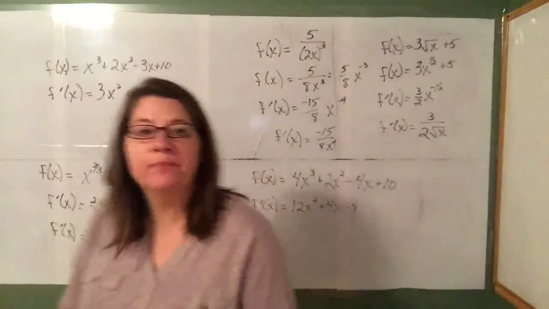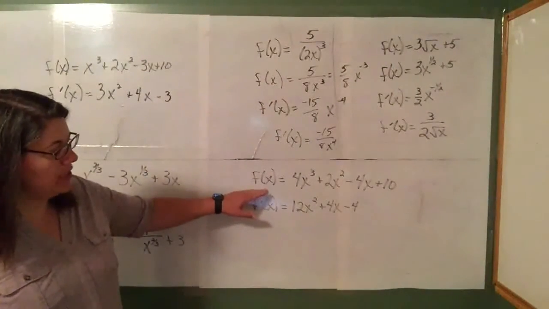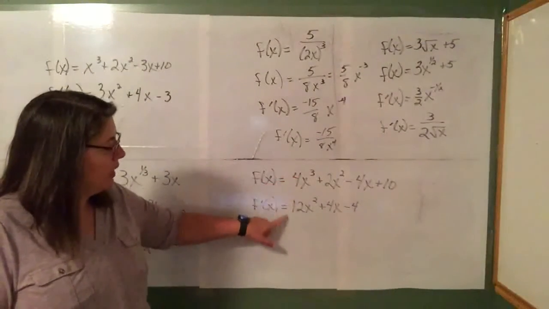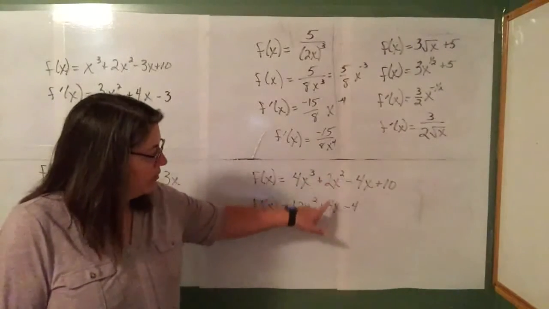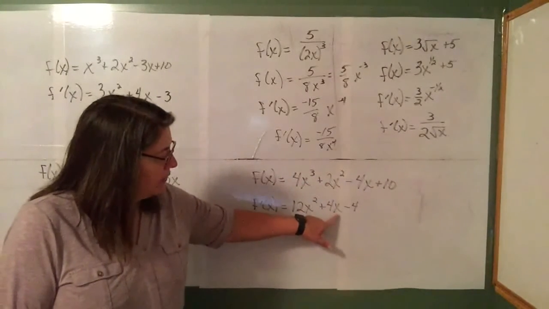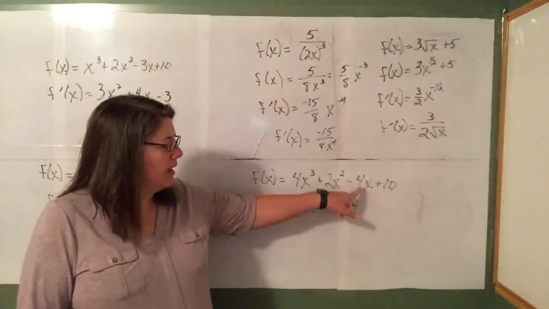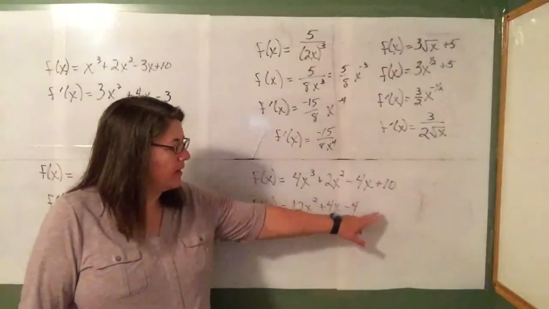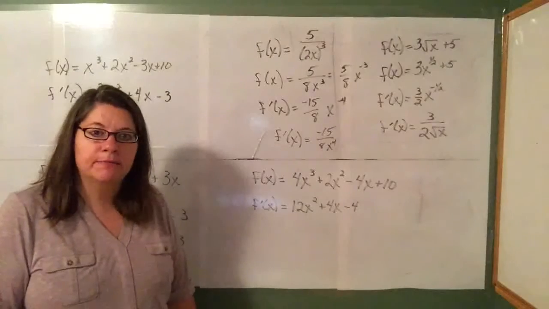In the next one, that one's a little bit simpler than the last one was because you didn't have any fraction exponents to deal with. 3 times 4 is 12. Decrease that power, it's x squared. 2 times 2 is 4, so it's plus 4. Decrease the power of x by 1, so that's 4x. And then this one would just be a minus 4. And of course the derivative of a constant is always 0, so that constant drops out.